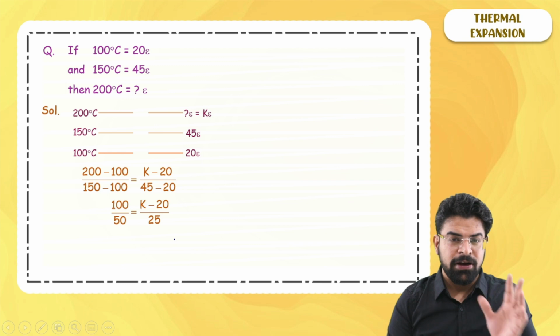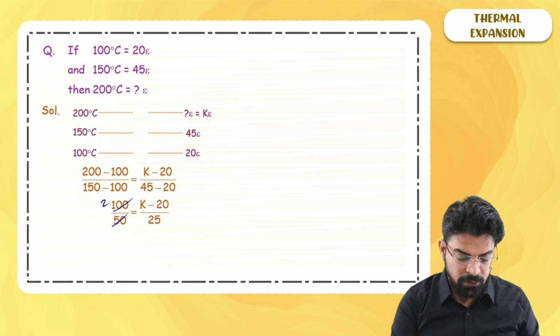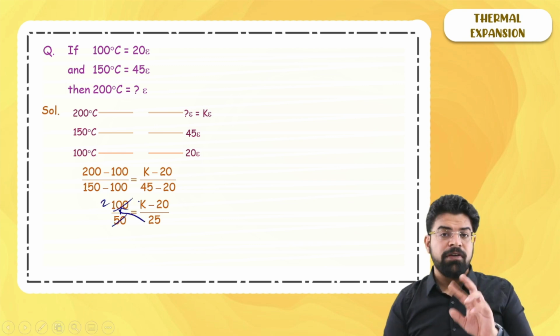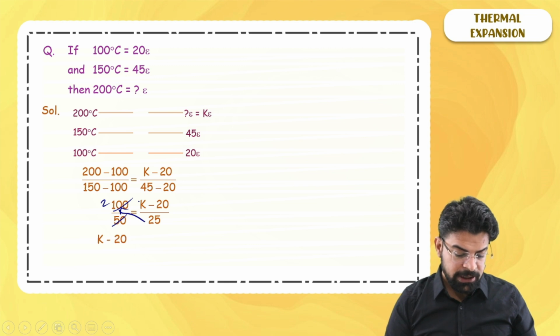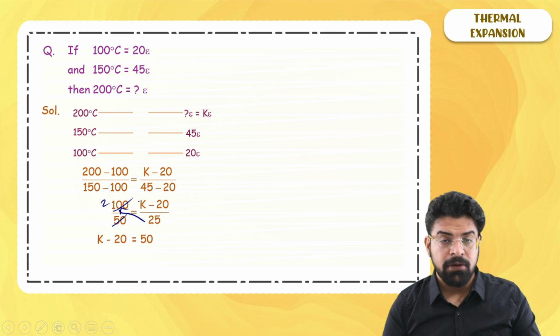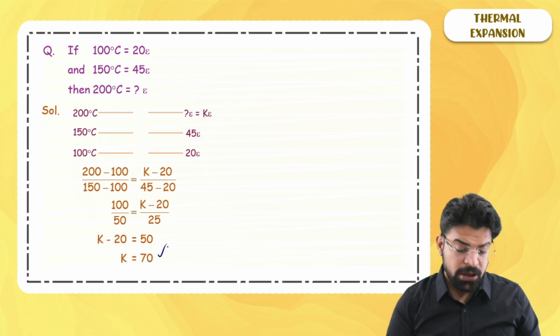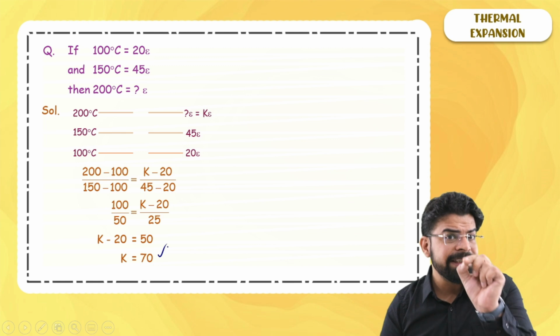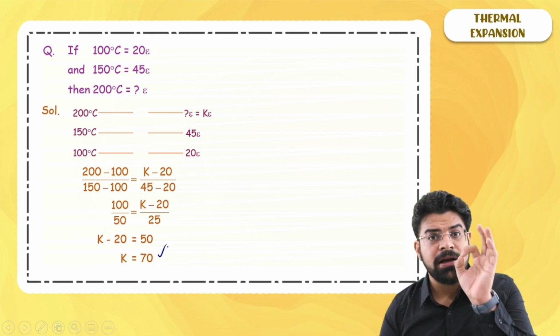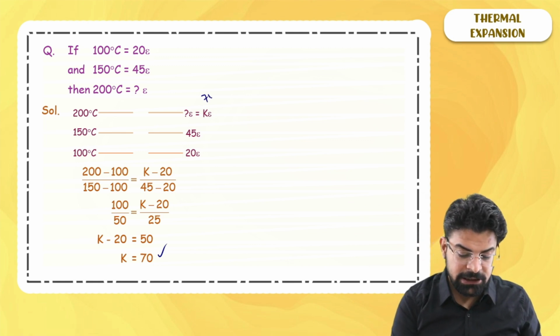Now you can do a little bit of maths here. Cancel here, you get a 2, you bring this 25 up, 25 into 2 becomes 50. So you get K minus 20 equals 50. Once you know that K minus 20 is 50, K has to be equal to 70. So the temperature on the E scale corresponding to 200 degrees centigrade is same as 70 E.